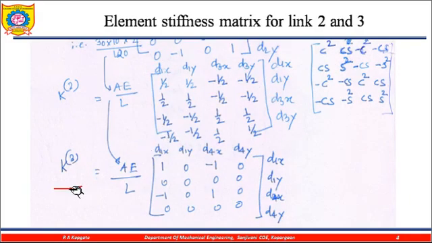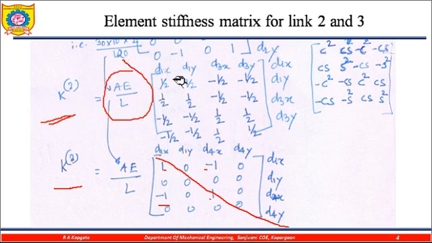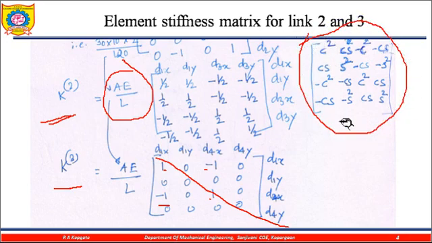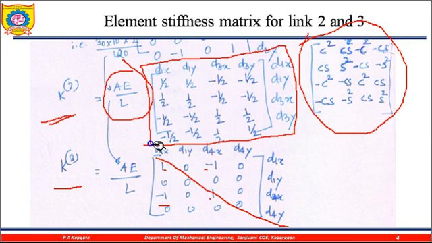Let us move directly on to the third, that is along the x-axis. So this is 1, this is -1, this is -1, this is 1. Again the diagonal values are constant, and the value is the same, that is AE upon L. Now here we put the values according to this formula. So this is my third element stiffness matrix.